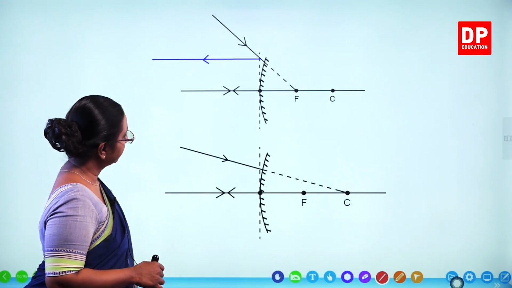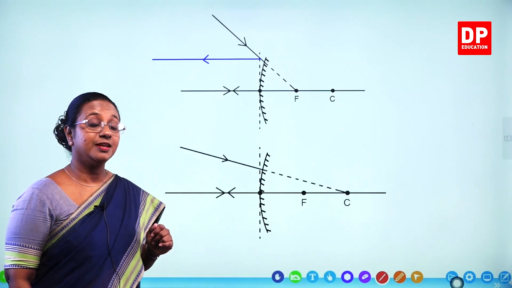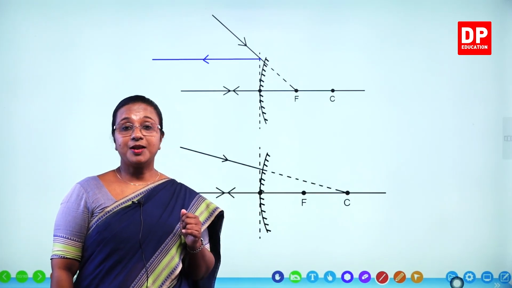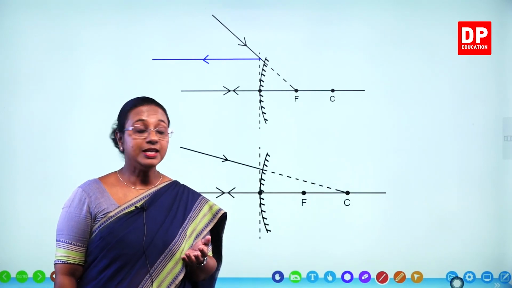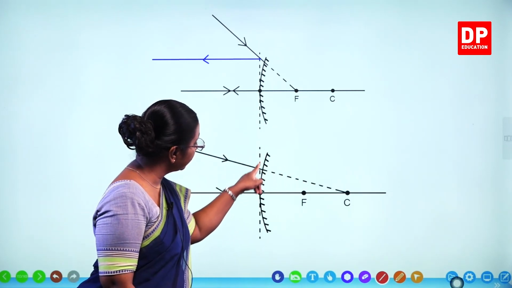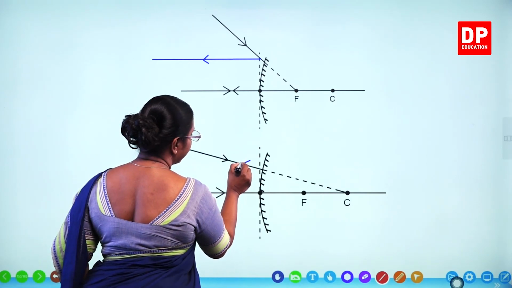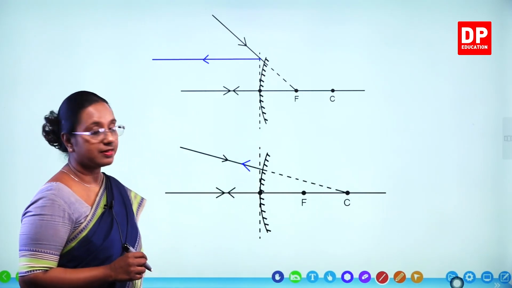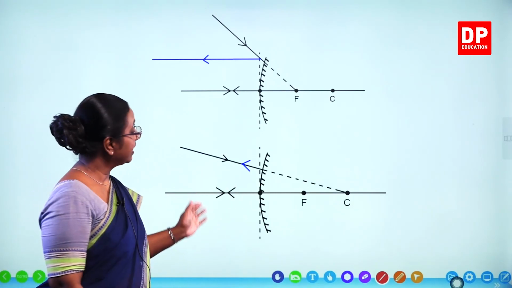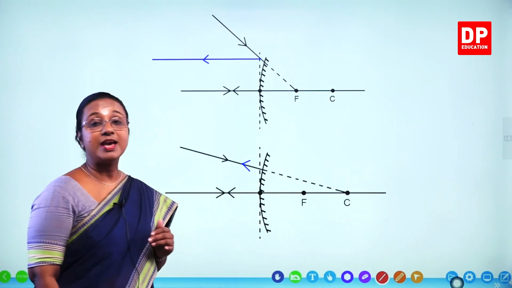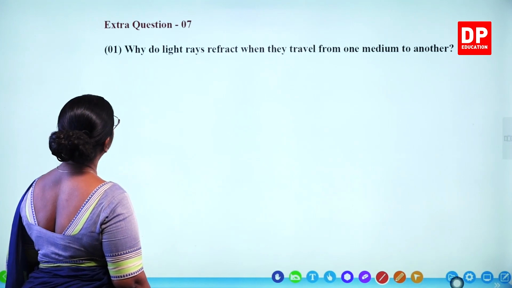Then we have another one. A ray coming towards the center of curvature. What happens to that ray? That also reflects back in the same path. Why? Again, that is perpendicular to the surface of the mirror. So here it will reflect back in the same path. So here we have completed all the different rays that are reflected by a convex mirror. With that, I will move on to the next one.